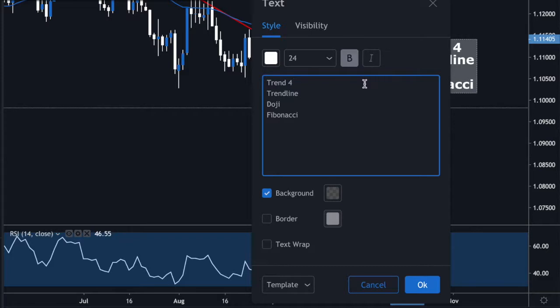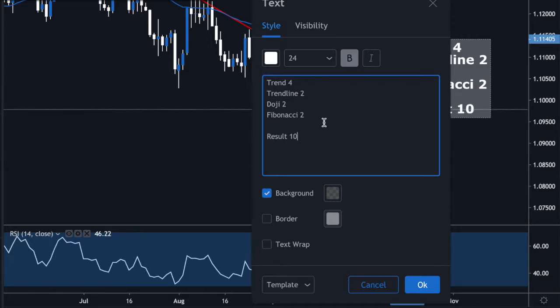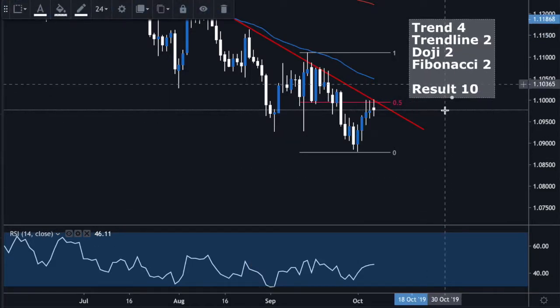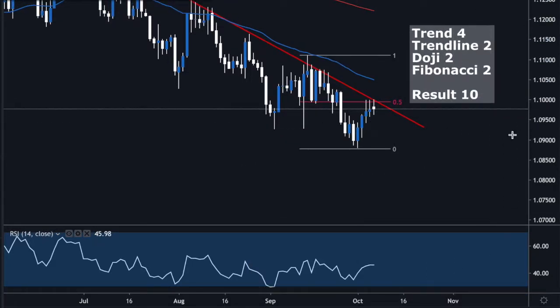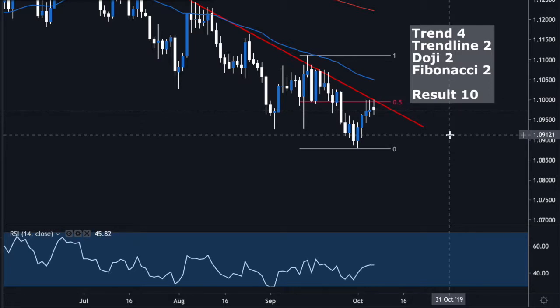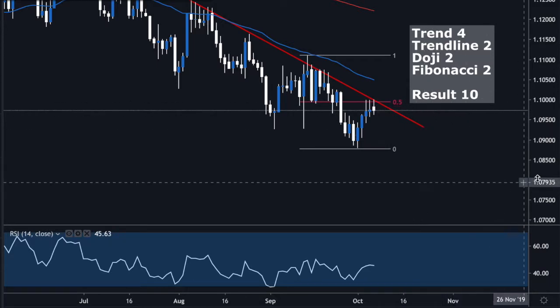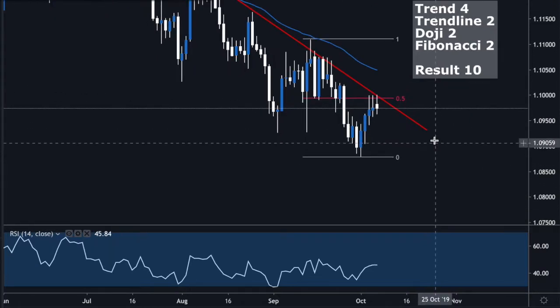but my trading strategy is based on points. For the trend I use 2 points or 4 points. For the trend line I use 2 points, for the doji I use 2 points, and for Fibonacci I use 2 points. This results in 10 points in total. And my trading strategy is based on a minimum of 10 points. So I need 10 points to see if I can get into a market and sell or buy the market.